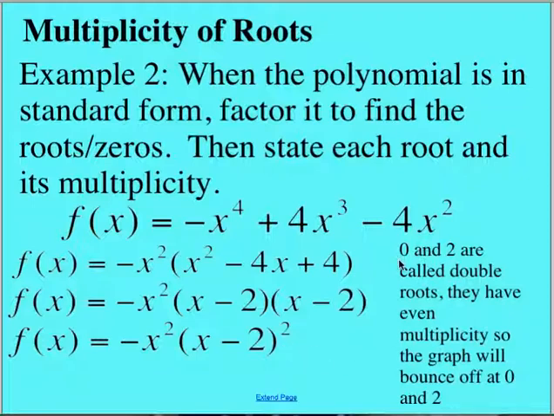So looking here, if I were to sketch this, I have a 4th degree and it's negative, so that means my graph is going to fall both to the left and to the right, and then it would bounce off at 0 and bounce off at positive 2.